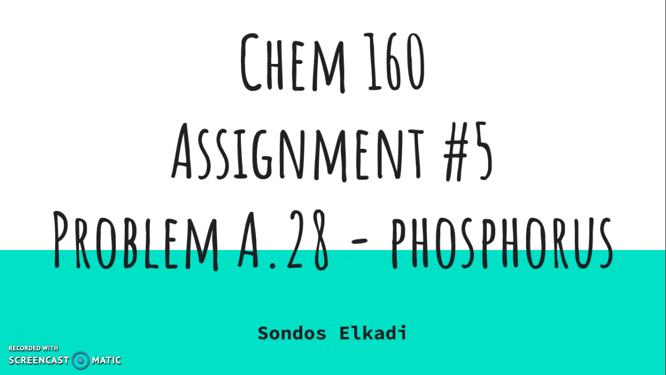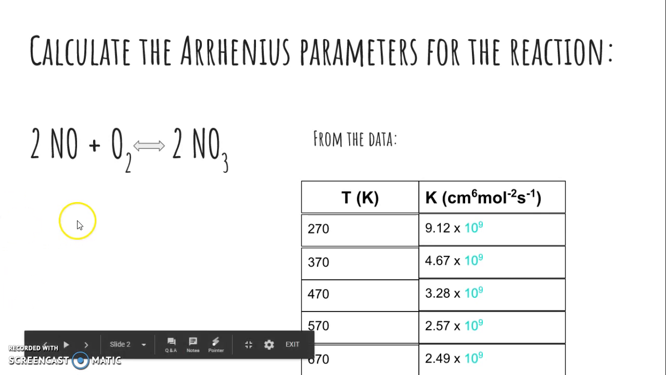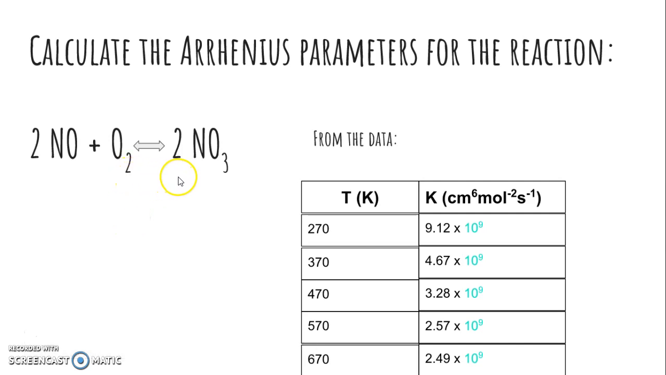The question I'm doing asks to calculate the Arrhenius parameters for the reaction. We've got two nitric oxides that react with a molecule of oxygen and result in two nitrates as the product. They have given us different rates at different temperatures. We've got the temperature in Kelvin and k, which is the rate constant.